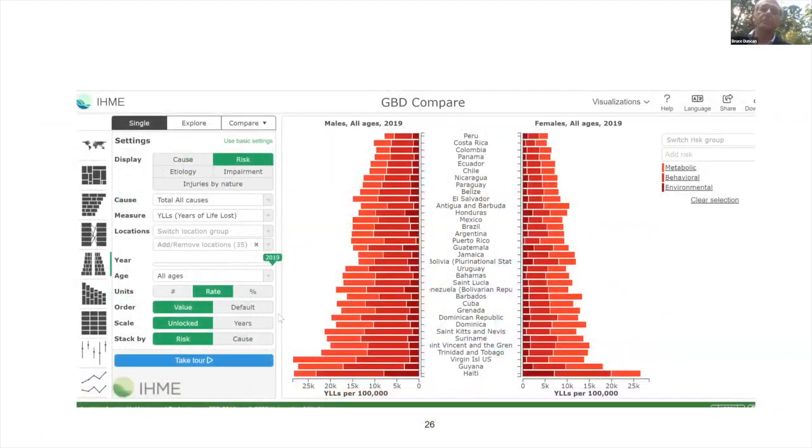If you want to compare countries, you can use this population pyramid here. Males on one side, females on the other. I've pulled up Latin America and the Caribbean. We're looking at, let's see, YLLs, years of life lost, for all causes. And you can see that Peru, particularly Peruvian men, have the least number of YLLs. Haiti, and for men, interestingly, the U.S. Virgin Islands have the highest YLLs. So the GBD is particularly good for making comparisons between countries.